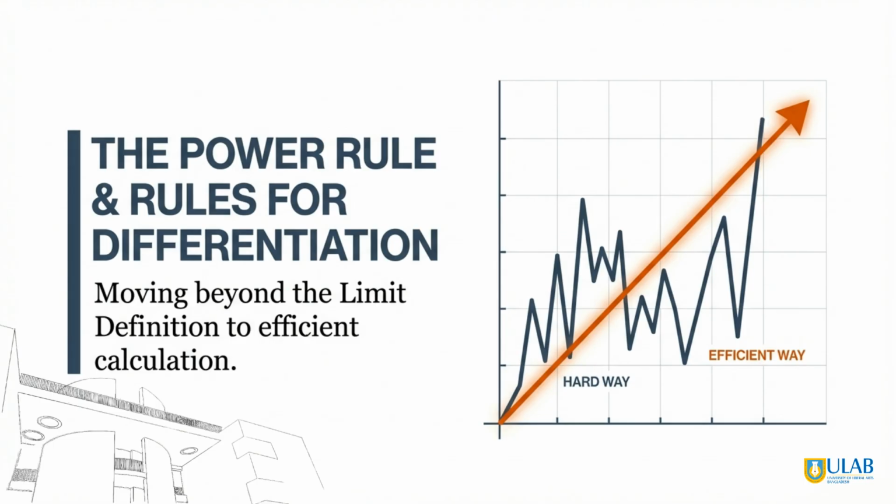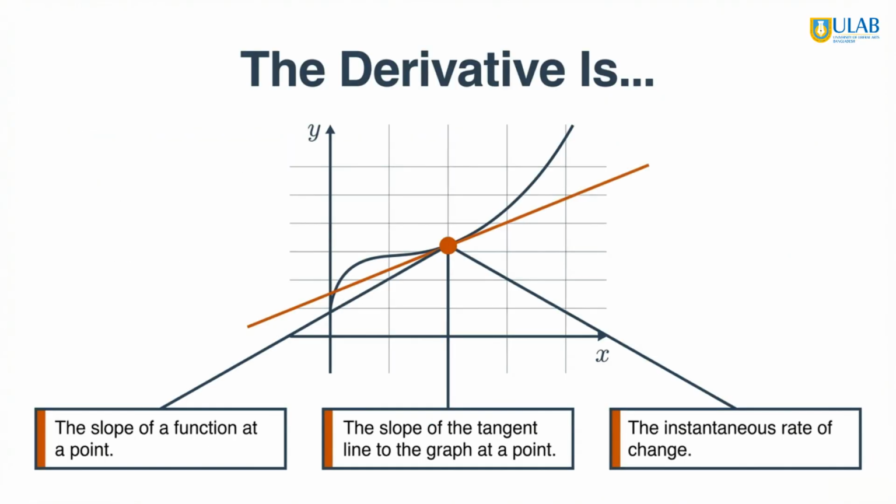This video is about the power rule and rules for differentiation, moving beyond the limit definition to achieve efficient calculation. The derivative is defined as the slope of a function at a point, the slope of the tangent line, and the instantaneous rate of change.